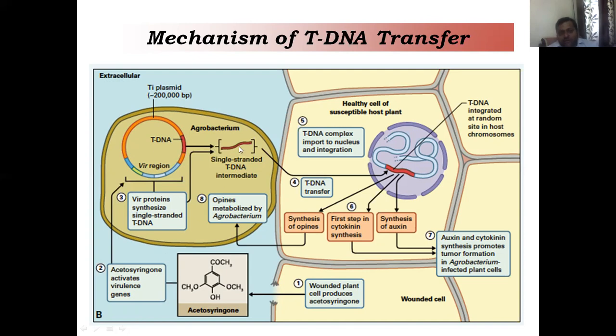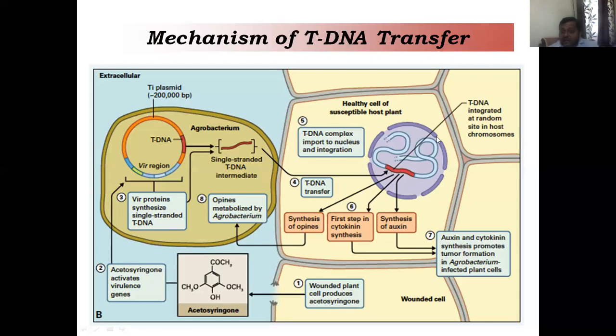Now after the third step, we will go to the fourth step. With the help of different vir proteins, which act as chaperones, the virE2 and all that, forming a membrane-like structure, the pilus, the T-DNA is transferred. It goes into the nuclear pore, and it gets integrated into the plant genome. It is integrated at a random site in the host chromosome.